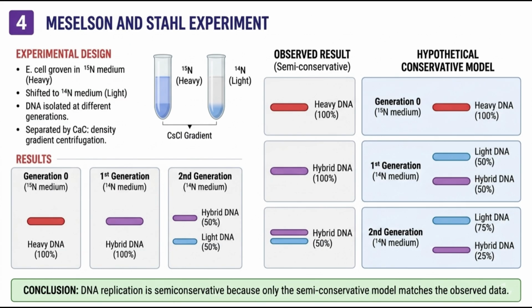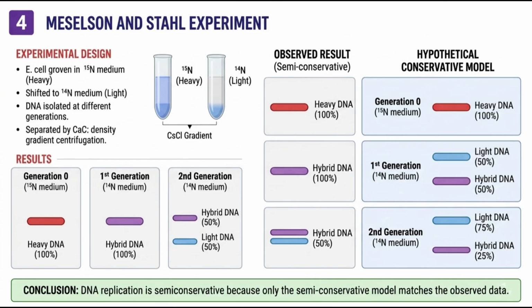Meselson and Stahl experiment. This experiment is considered one of the most elegant experiments in biology. Meselson and Stahl used E. coli grown in a medium containing heavy nitrogen isotope, nitrogen-15. As a result, the bacterial DNA became labeled with heavy nitrogen. The bacteria were then shifted to medium containing normal nitrogen-14. DNA samples were collected after each generation and separated using cesium chloride density gradient centrifugation.